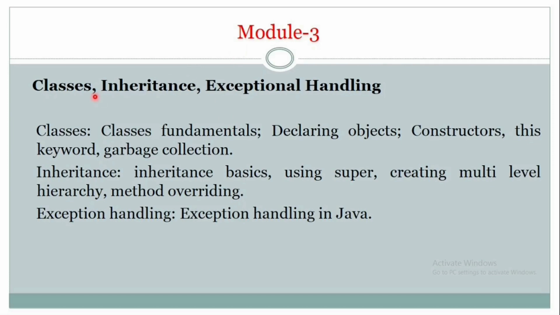Module 3 covers classes, inheritance and exception handling. The classes chapter consists of the fundamentals of classes, declaring objects, constructors, this keyword, and garbage collection. The inheritance chapter consists of the basics of inheritance, using super keyword, creating multi-level hierarchy, and method overriding. And lastly, the exception handling chapter consists of various techniques involved in handling exceptions in Java.